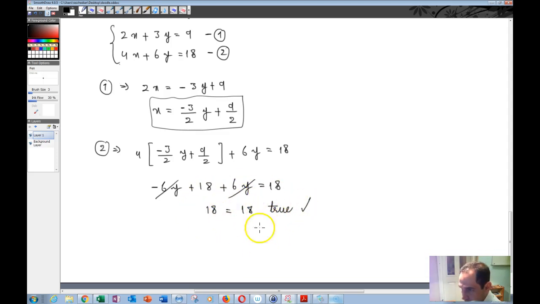So what that means is that when you get a true statement over here, that means that this pair of equations has infinitely many solutions.